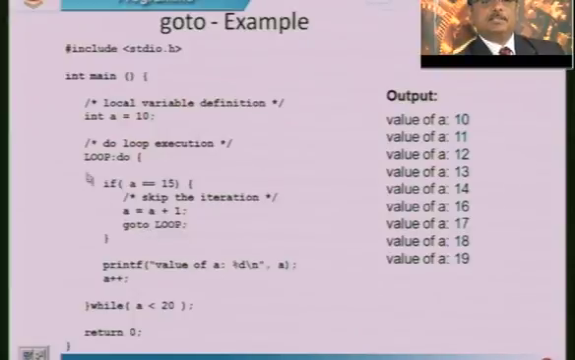Control will directly jump to this statement and start executing from this statement. Initially, when a is equal to 10, since a is not equal to 15, it simply prints the value of a, which is 10. a plus plus becomes 11. 11 is less than 20. Control goes back to the do statement and checks whether it is 15. No, 11 will be printed, 12 will be printed, 13 will be printed, 14.